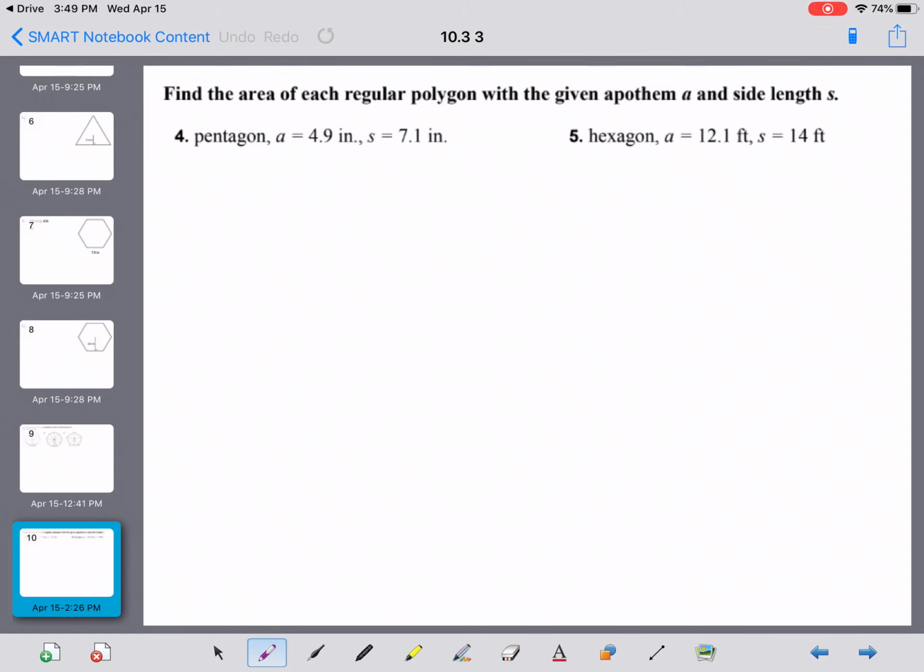Okay, another question was asked about the 10.3 worksheet problem number 4, and in this one they're asking you to find the area of a regular polygon with a given apothem and a given side length. So before we think too hard, we start off with the formula. Area of any regular polygon is equal to 1/2 times the perimeter of that polygon multiplied by its apothem.